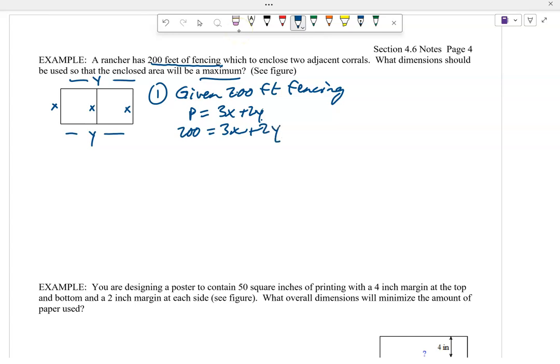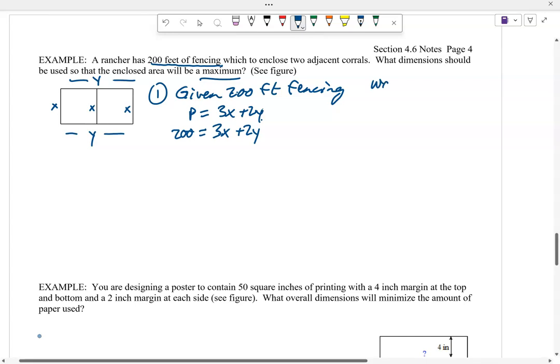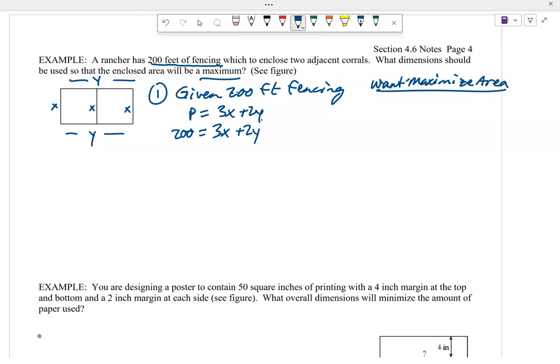200 feet, 3x plus 2y. Now, what we want to do is maximize this area, right? So area would be length times width. That would be how much area we have. Area is x times y there.